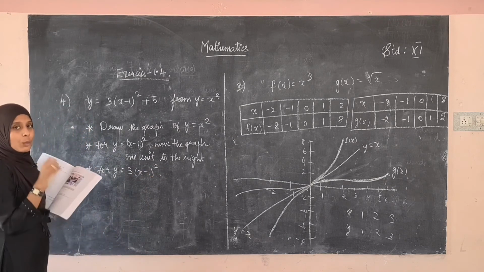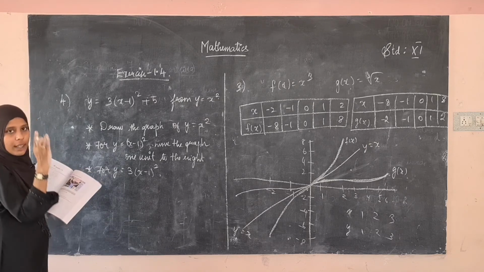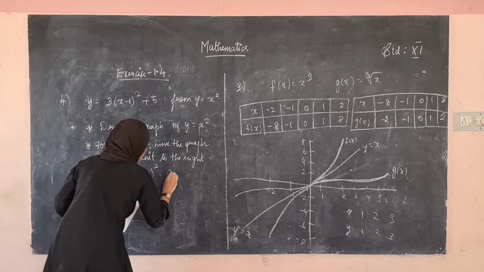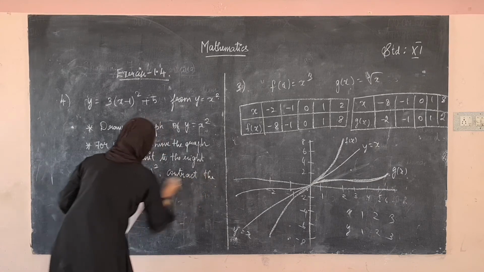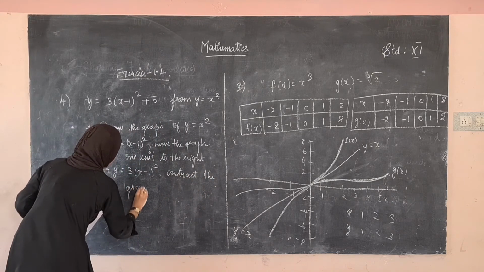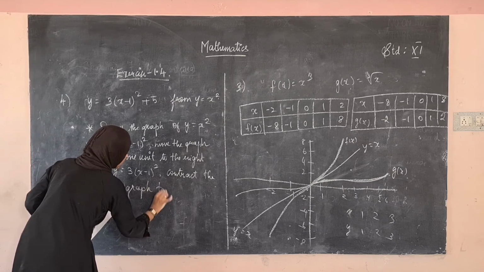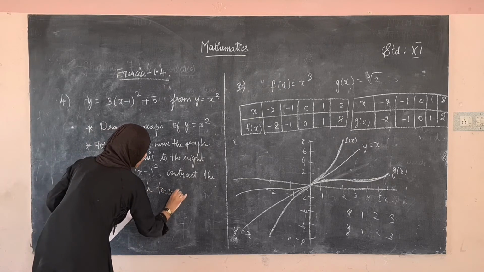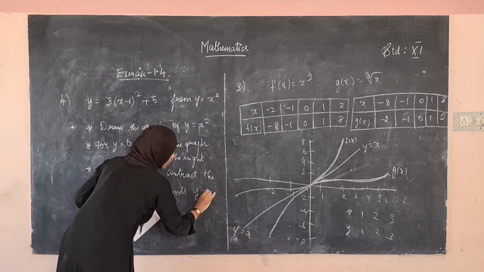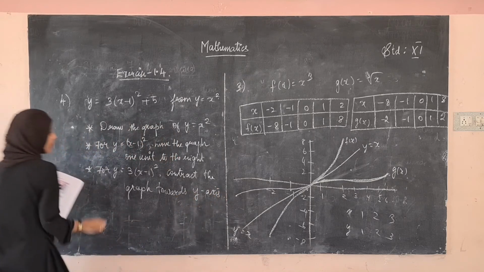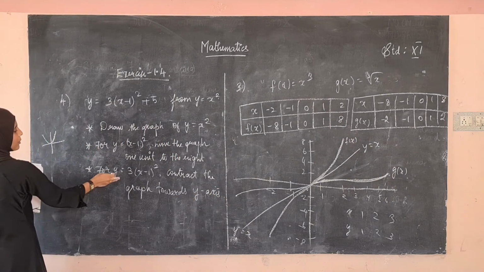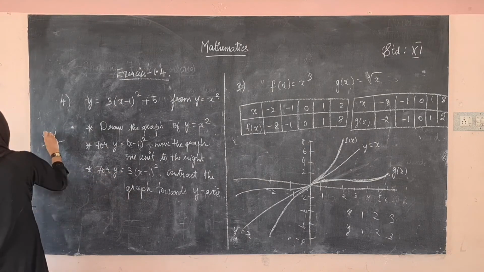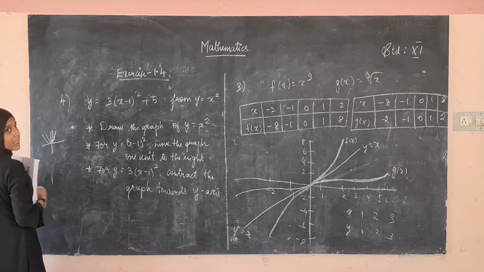You have to contract the graph towards, what axis? Y axis, right? If the graph of (x minus 1) the whole square is like this, then the graph of y is equal to 3 into (x minus 1) the whole square is contracted towards the y axis.